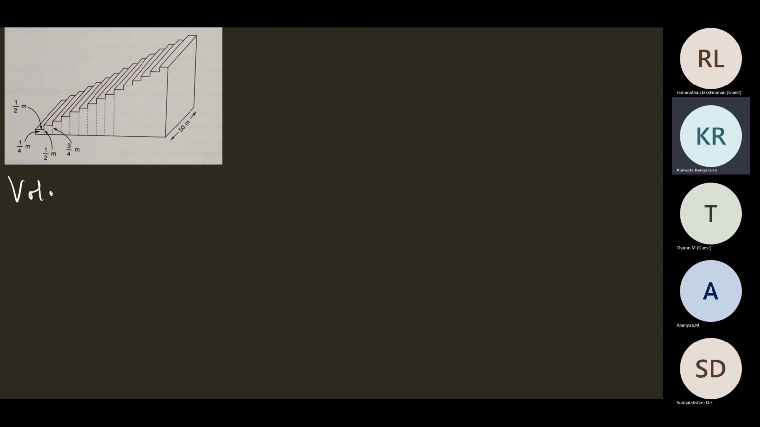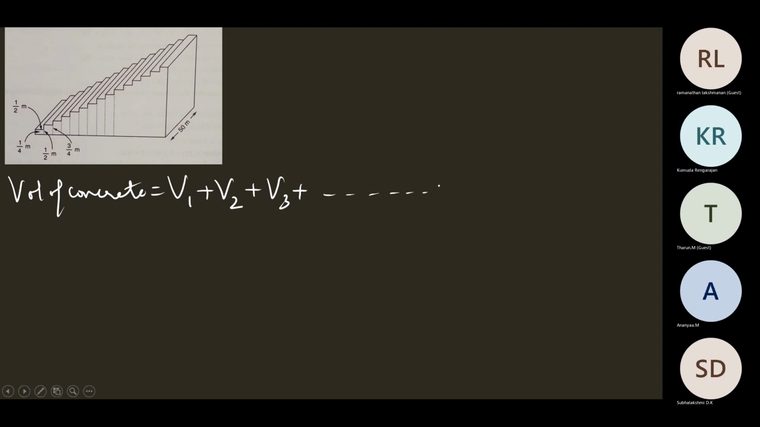So volume of concrete is equal to volume of the first cuboid plus volume of the second cuboid plus volume of the third cuboid. How many cuboids are used? How many stairs are there? 15 steps, right? Yes, ma'am. There are 15 steps. So till V15. So every step is a cuboid.